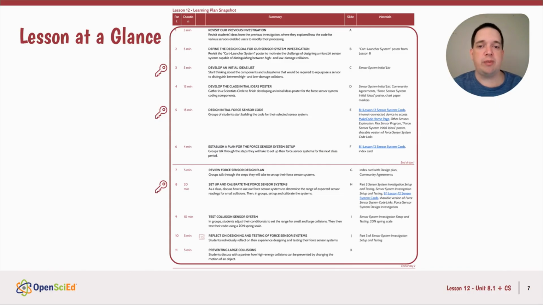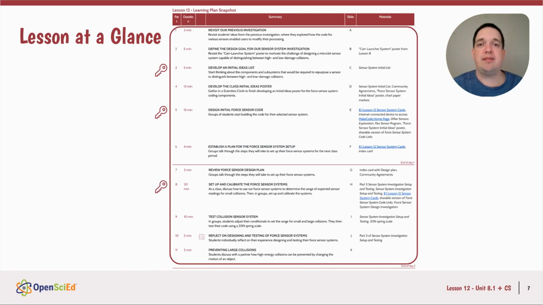On day 2, we have a quick reminder of what the goals are, and then we jump right back into coding. Now, on day 2, specifically, we're looking at setting up and calibrating those force sensors. So how do we make sure that those conditionals are working, what kind of numbers are we using in them, and so on. We spend about 10 minutes testing it out in part 9. Part 10 is a little reflection.